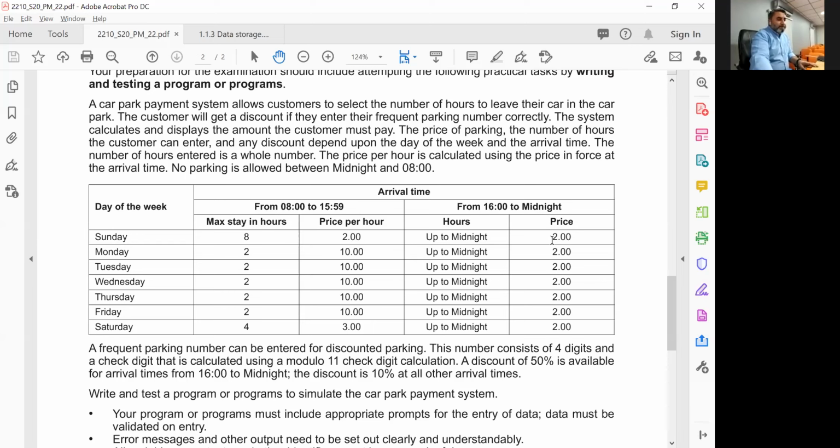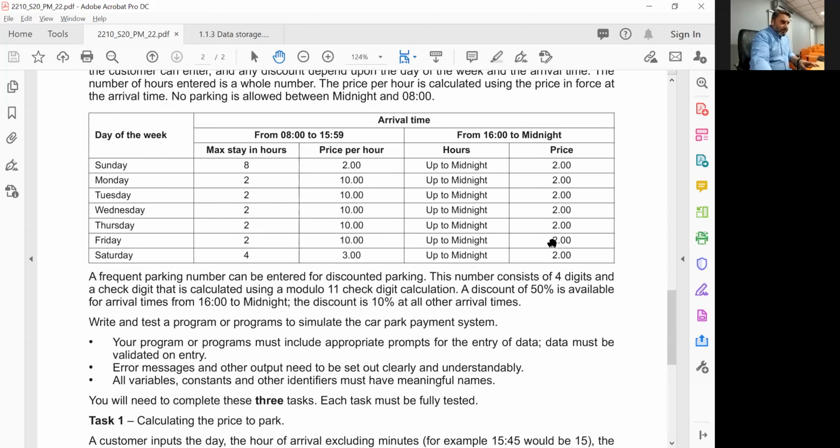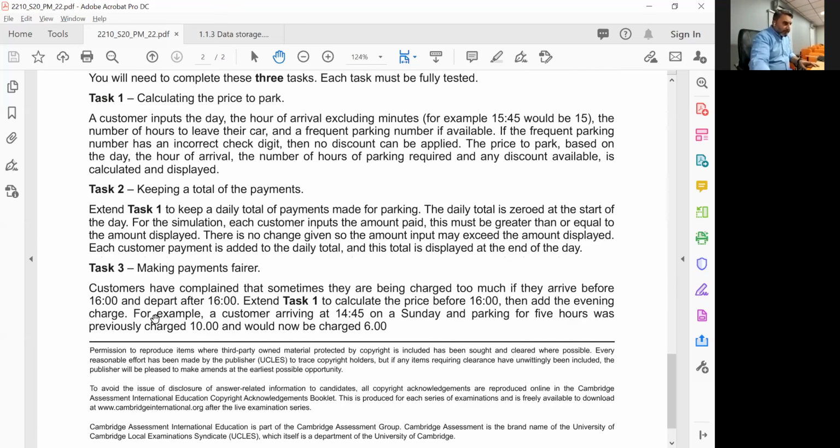All right. I earlier thought that this would be again per hour charge, but there are two things. First, that over here it is mentioned that prices are per hour, and over here it is just the price. And the thing is, in one of the example in task 3, they said that, for example, a customer arriving at 14:45 on Sunday and parking for 5 hours was previously charged 10 and would now be charged 6.